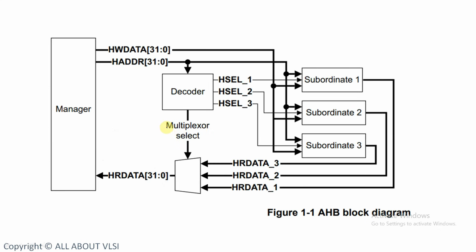And this is a typical diagram showing a single master communicating with three slaves. So we have a single master, or you can also say a manager, and we have three subordinates: subordinate 1, subordinate 2, subordinate 3. Or you can also say subordinate 1 as a slave: slave 1, slave 2, slave 3. Now this is very important to understand.